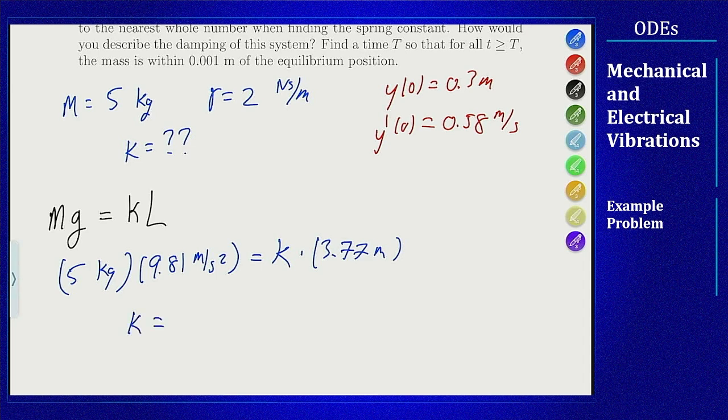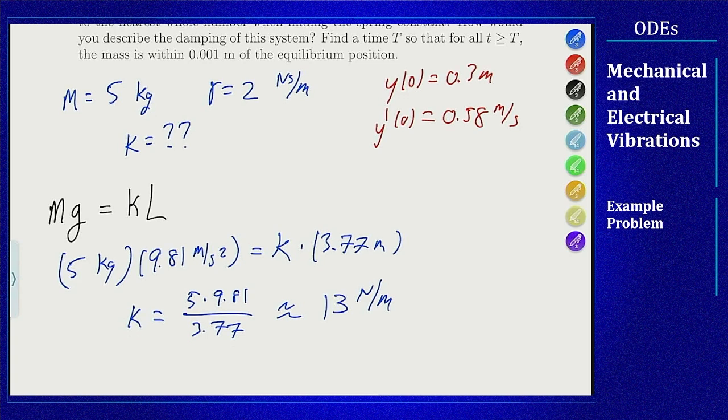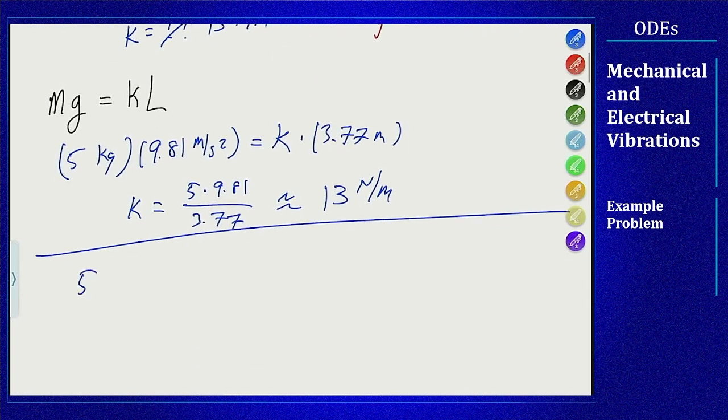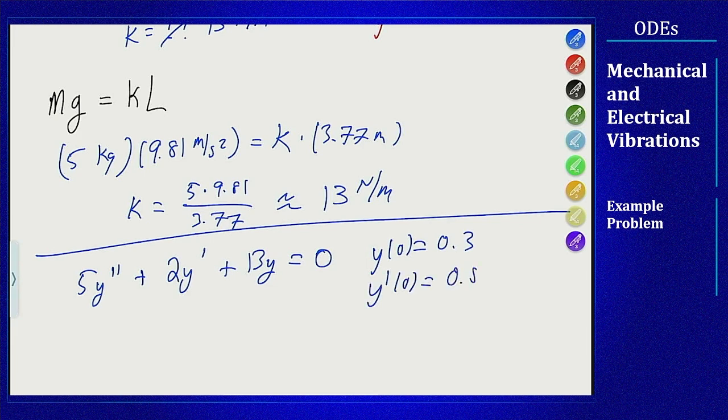Therefore, k is 5 times 9.81 over 3.77. And if you round this to the nearest whole number, you will get 13 newtons per meter. That means we now know what our k is, and our k is 13. So from that, we can now write the initial value problem that our position is going to solve as a function of time. And that problem is 5y double prime for the mass term, plus 2y prime for the drag term, plus 13y equals 0, with initial conditions y of 0 equals 0.3, y prime of 0 equals 0.58.